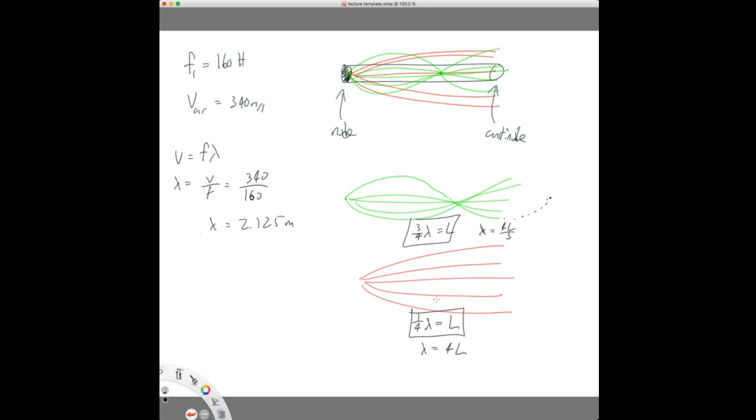So the shortest length is going to come from this one, where the length is 1/4 of lambda. The next harmonic has length equals 3/4 of lambda, and you might guess the next harmonic that we didn't draw would be 5/4, and then 7/4, and so on. So it wants the smallest length. That's going to be from this fundamental frequency. And so the length is 1/4 of the wavelength, which is 1/4 times 2.125 meters, and that's about 0.53 meters.